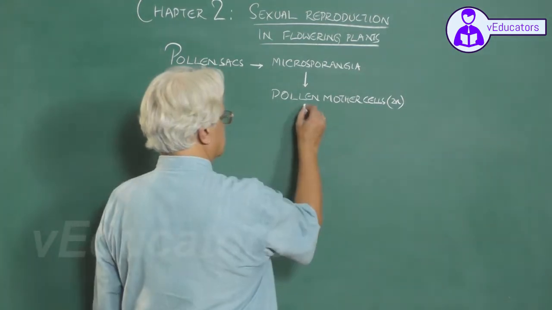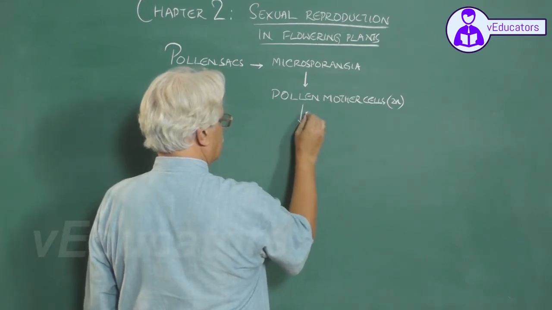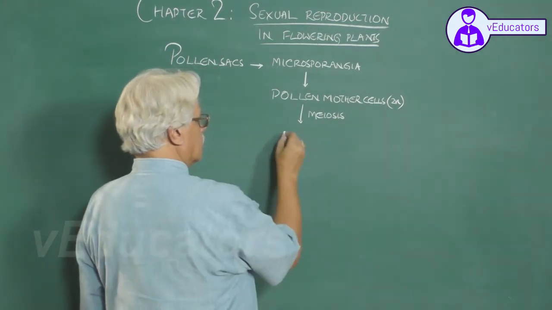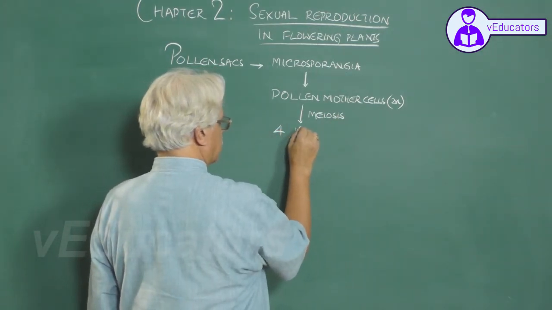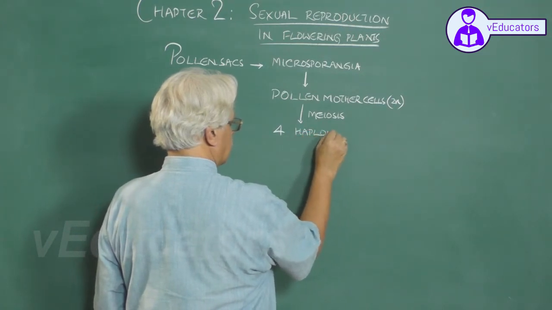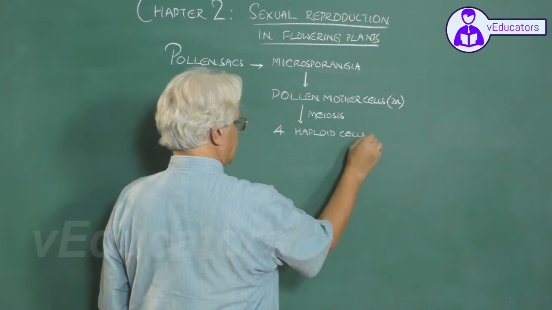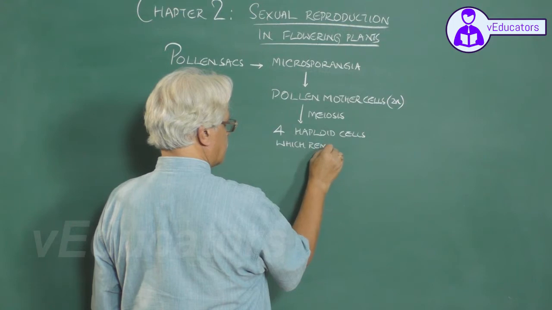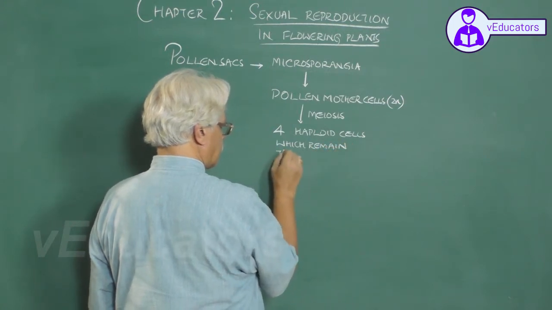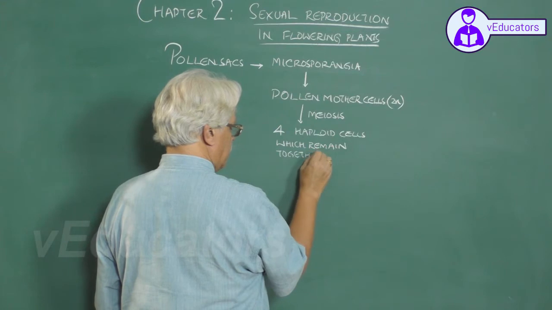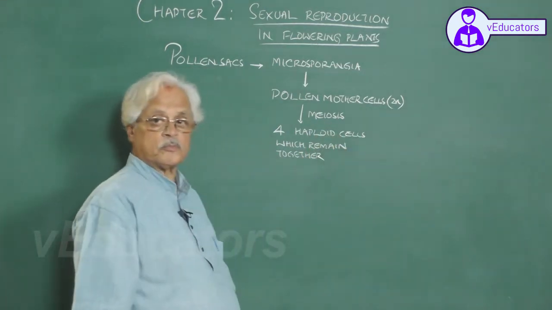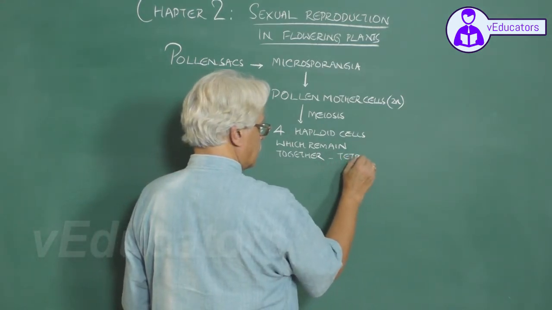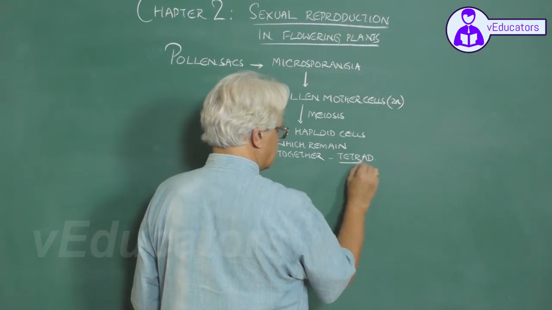These pollen mother cells undergo meiosis and form 4 haploid cells, which initially remain together, forming a structure called a tetrad.